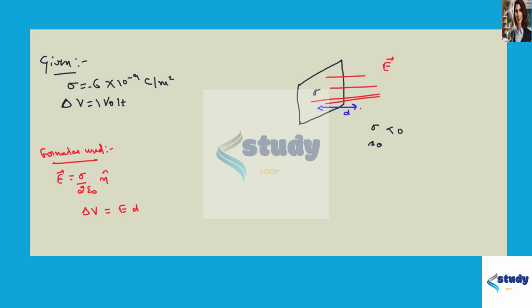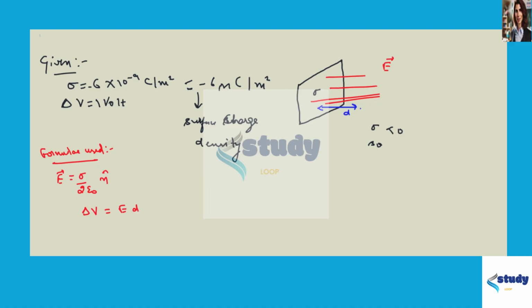Welcome to question number 23.42, chapter 23, electric potential. Here we have given that there is a plastic sheet of charge. So this is a very large sheet. This has sigma equals minus 6 times 10 to the minus 9 coulomb per meter square, which is minus 6 nanocoulomb per meter square. So this is the surface charge density on this sheet of charge.